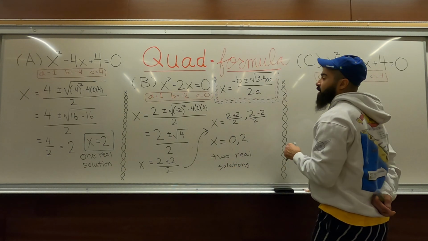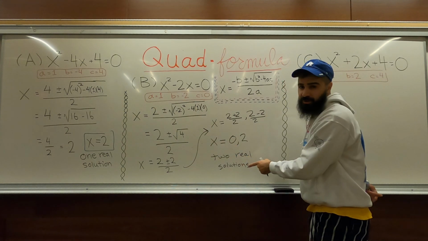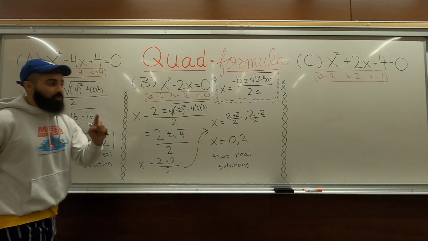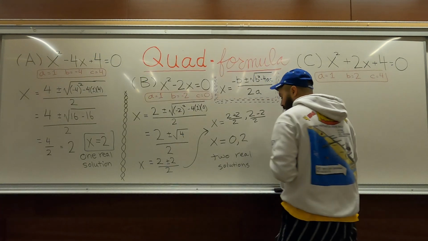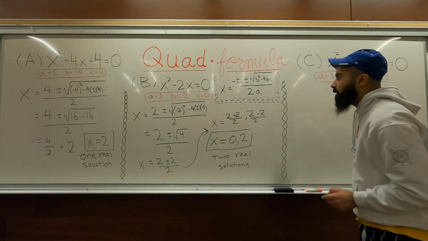And if you notice, our discriminant here was positive, hence 2 real solutions. Our discriminant for example A was 0, hence 1 real solution. So this is the answer for example B.